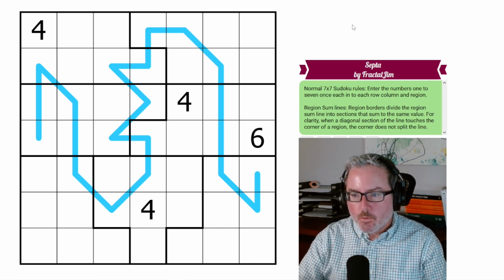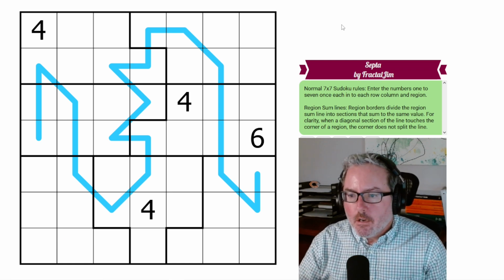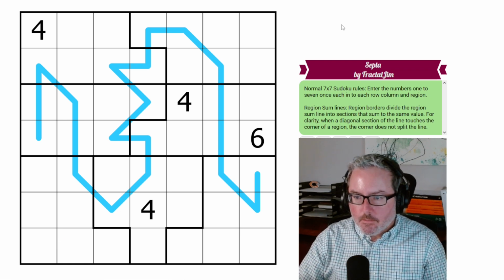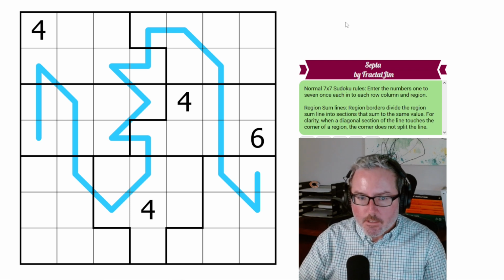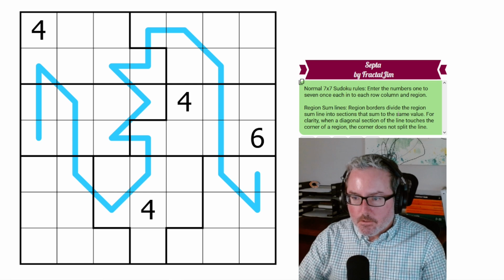So region borders divide the region sum line into sections that sum to the same value. For clarity, when a diagonal section of the line touches the corner of a region, the corner does not split the line. Okay, I see what they're saying. So in this instance right here, where we got this little corner here, this line is not split because of that corner. Okay, that's a good little bit of info.